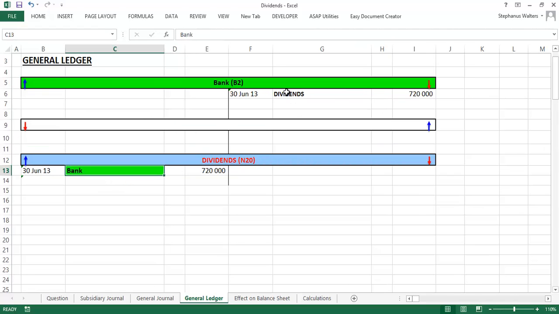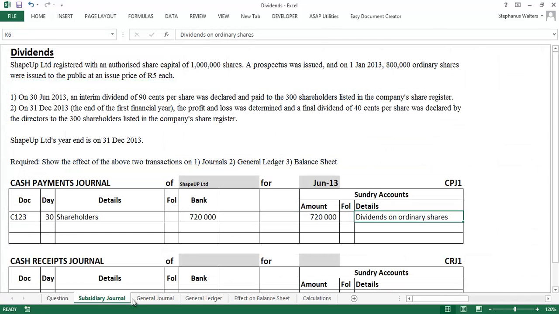This one is the asset, and that one refers to the negative equity, and this was recorded in my cash payments journal. So now I can do the posting on the subsidiary journal. My bank is account B2, my dividends is account N20. So let's do that. Dividends is N20 and bank is going to be B2. Let's put that in here. B2. Perfect. So now we've posted my asset and we've posted my dividends, which is a negative equity.